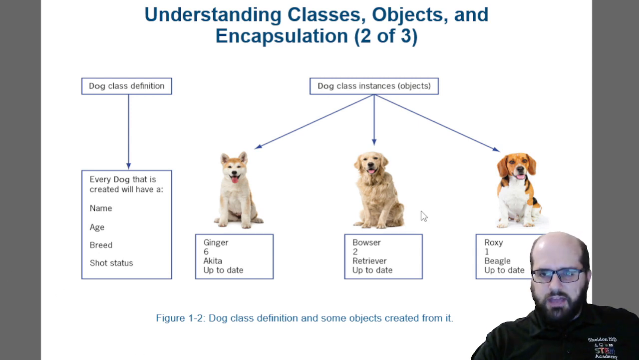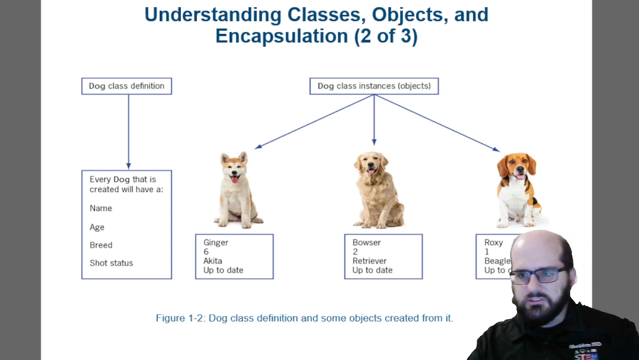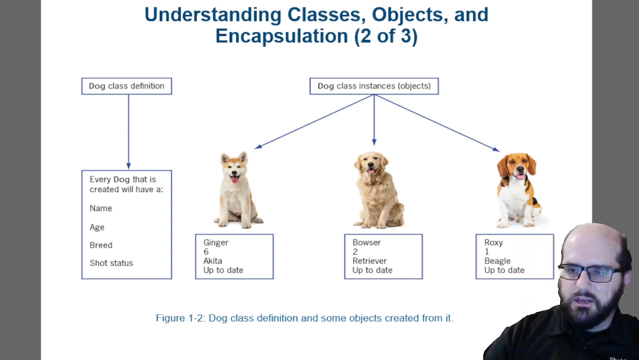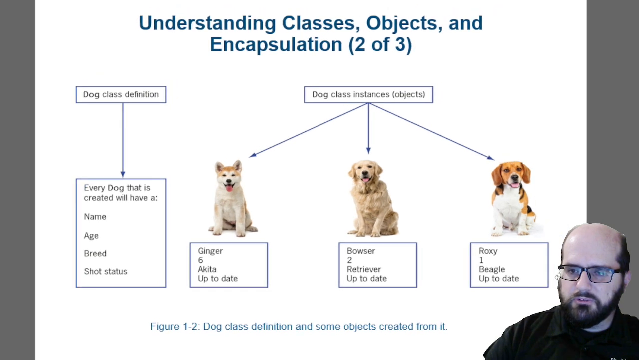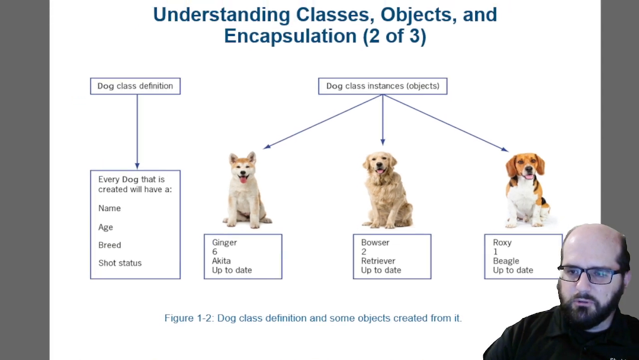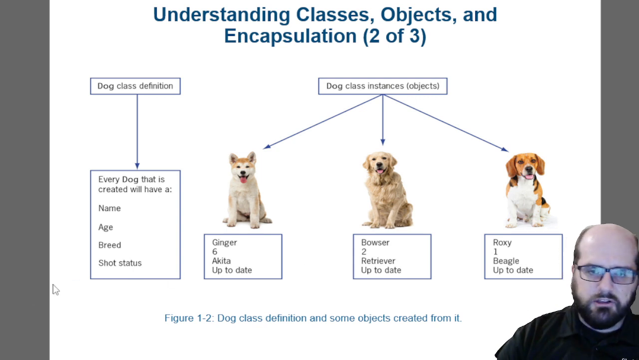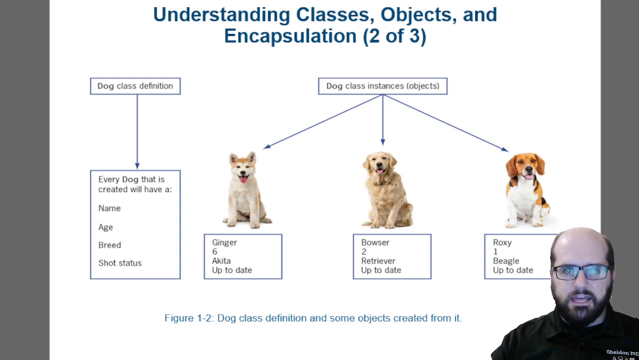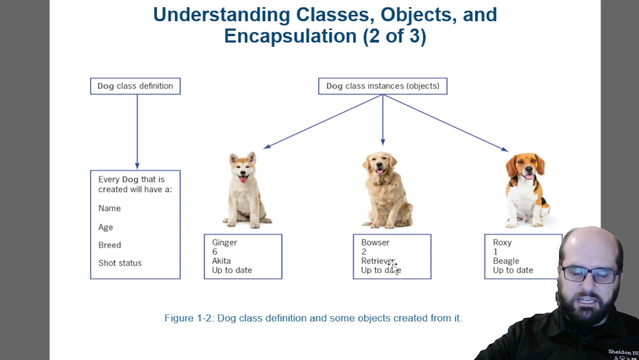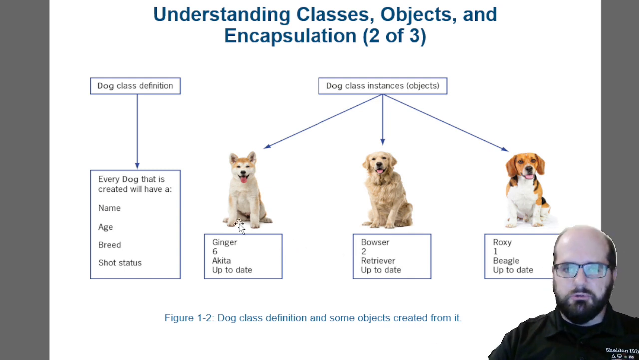I usually reference dogs in this case. The idea is that there is one big class of dogs, and that's the dog class definition. Every dog that exists, if they're a household dog, will have a name, age, breed, and shot status. So when we create these domestic dogs, we have 3 specific dogs here.